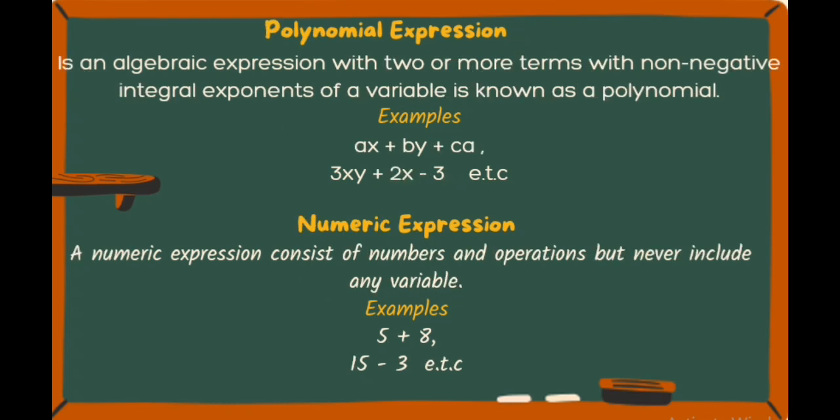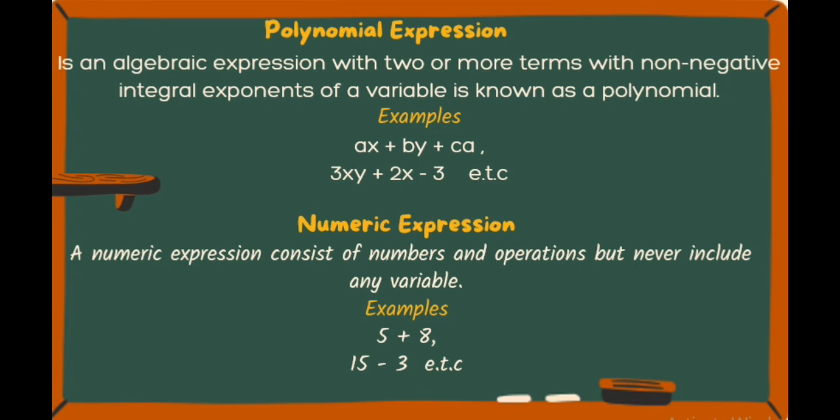Now we have polynomial expression. Polynomial expression is an expression that consists of two or more terms with non-negative integral exponents of variables. It consists of two or more terms. For instance, I can have 2x plus by plus ca. 2x is one term, by is another term, ca is another term, making three terms, and it can be more than three for a polynomial expression.